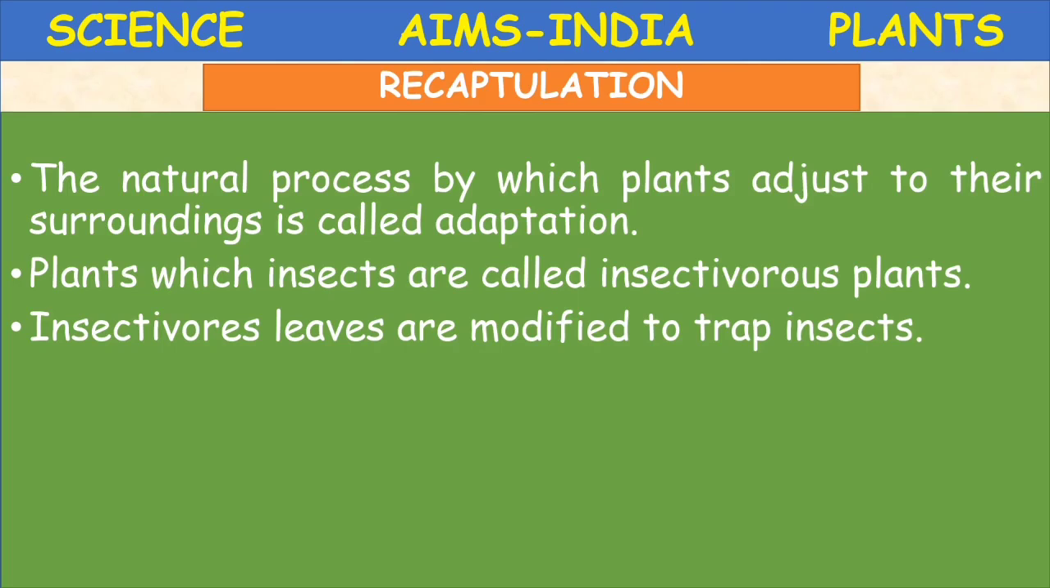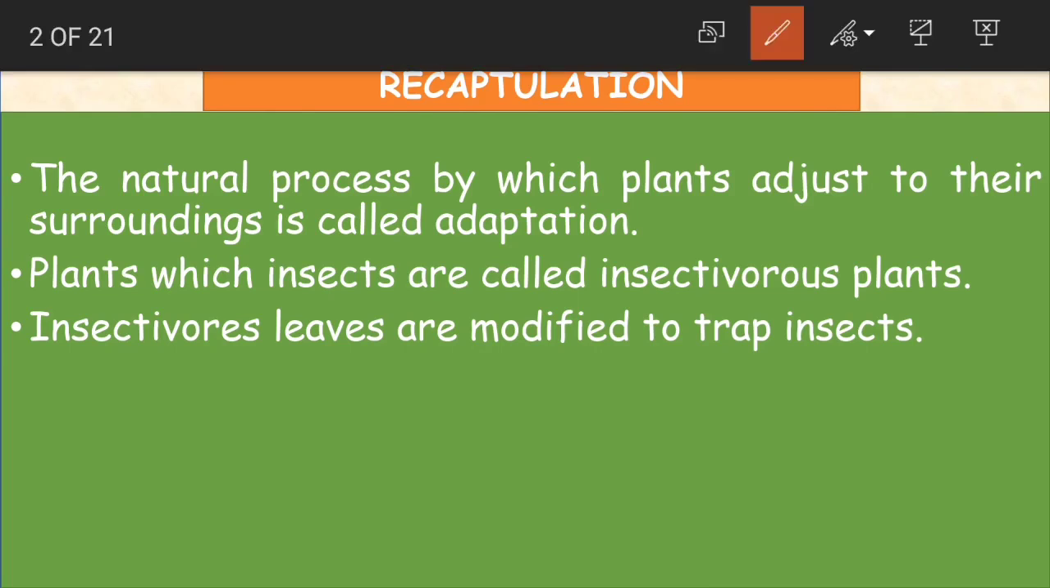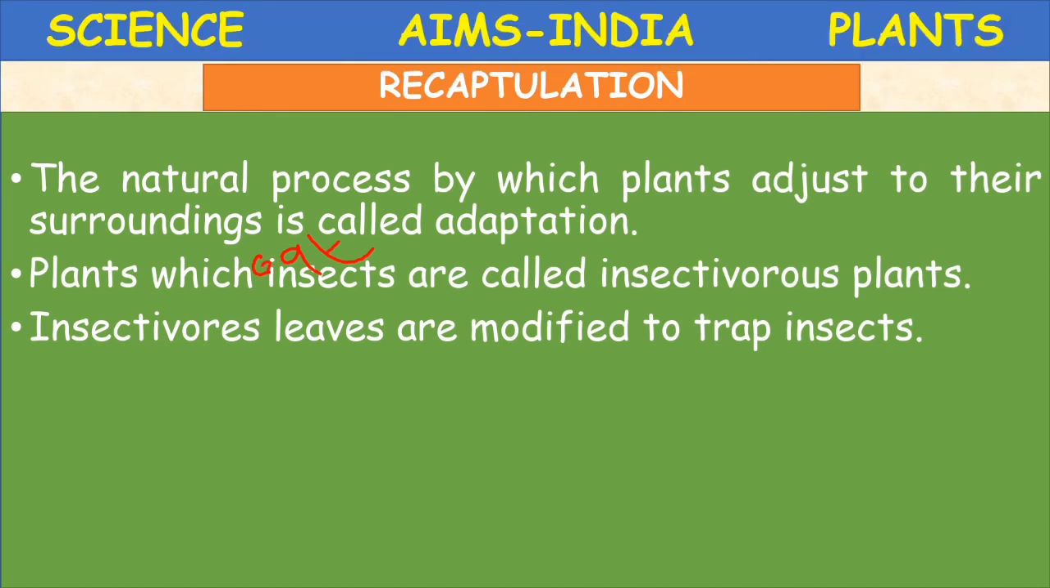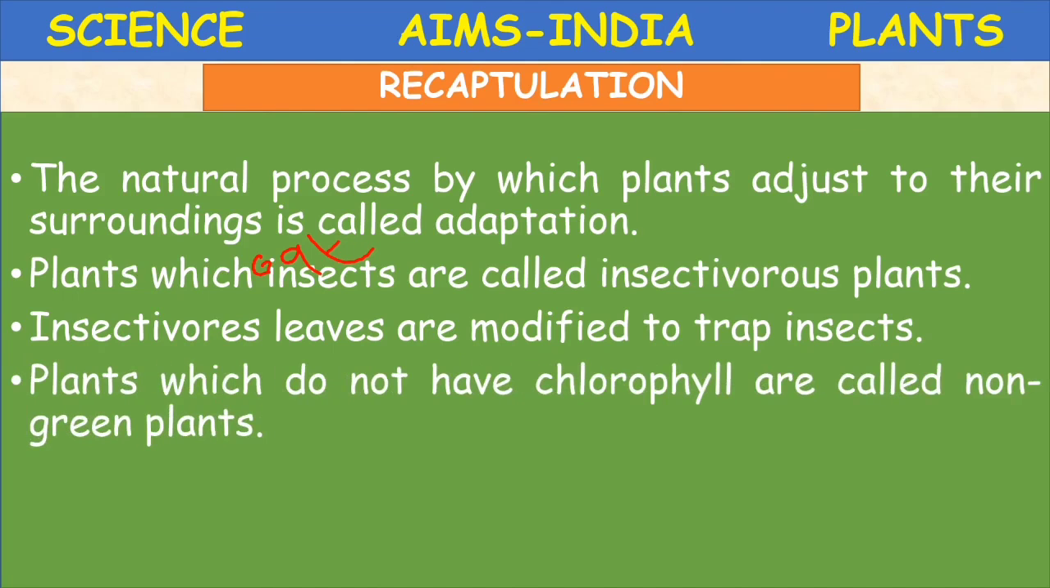Plants which catch insects and trap insects are called insectivorous plants. Plants which eat insects we can also call insectivorous plants. Insectivores' leaves are modified to trap insects. So as we said, they have a special type of leaves to catch the insects.